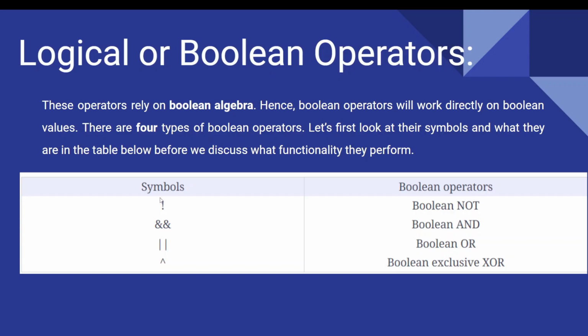The Boolean NOT will invert the value of the Boolean expression that follows it. The Boolean AND will return true if and only if the expressions on both sides of the operator are true. The Boolean OR will return true if the expression on either or both sides of the operator is true. The Boolean exclusive OR will return true if one of the expressions evaluates to true and the other one to false. So now let's see that in an example.